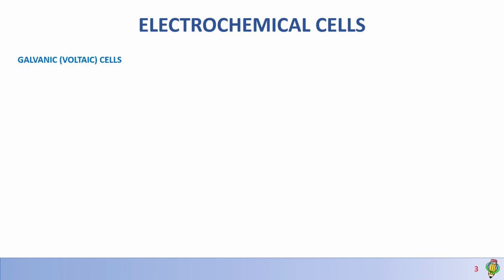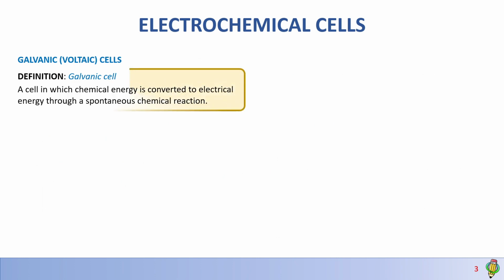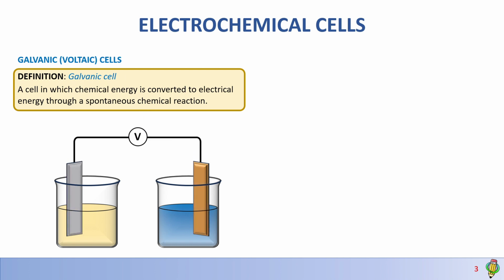One is called a galvanic or voltaic cell, which is defined as a cell in which chemical energy is converted to electrical energy through a spontaneous chemical reaction. Two beakers, and we're going to insert these two metals connected to a voltmeter, and we're going to insert this.